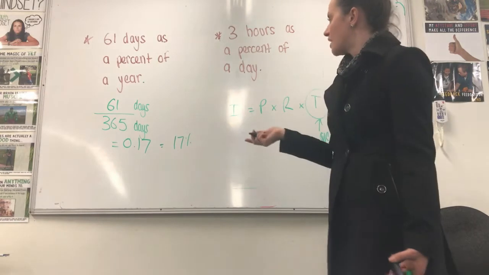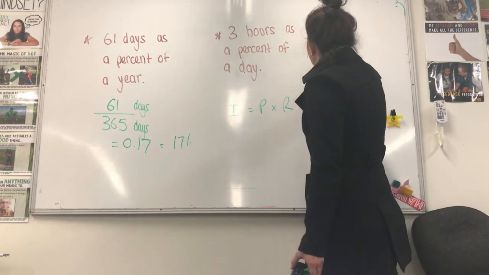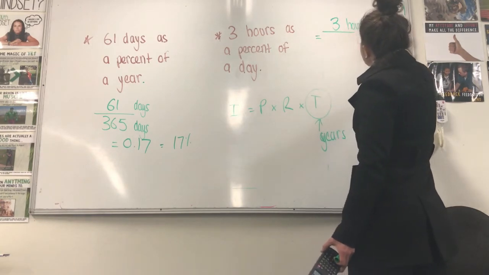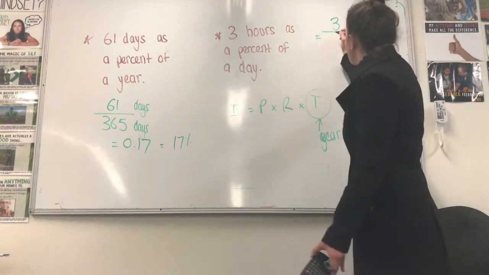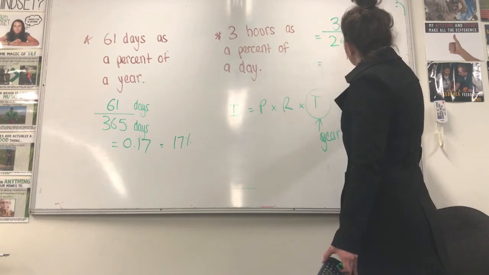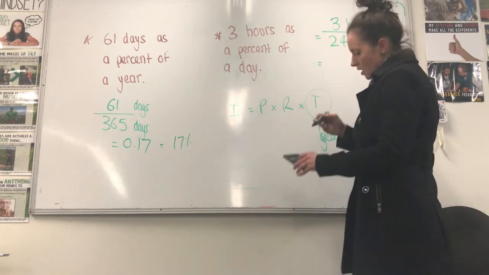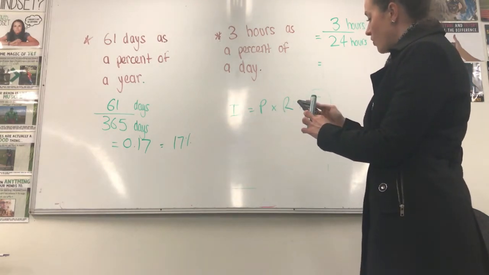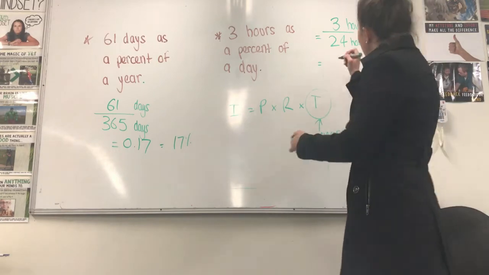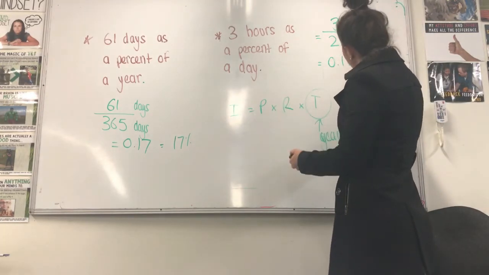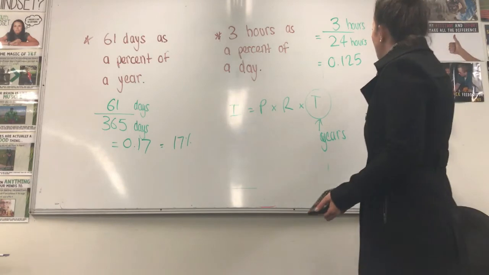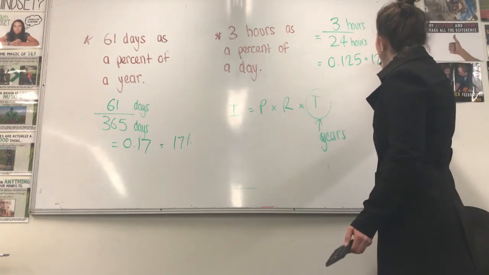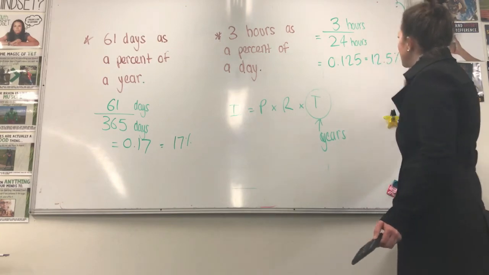Now 3 hours, for example, as a percentage of a day. Well, we've got 3 hours here, and then we have to think, how many hours are in a day? 24. And what is 3 divided by 24? Well, we have 0.125. Once again, that is the decimal, but we could also convert that into a percentage, which would be 12.5%.